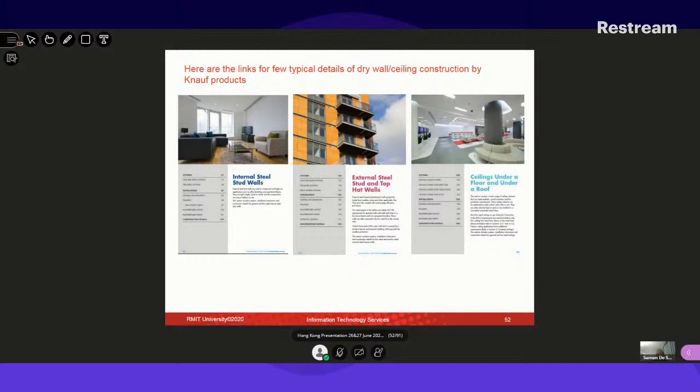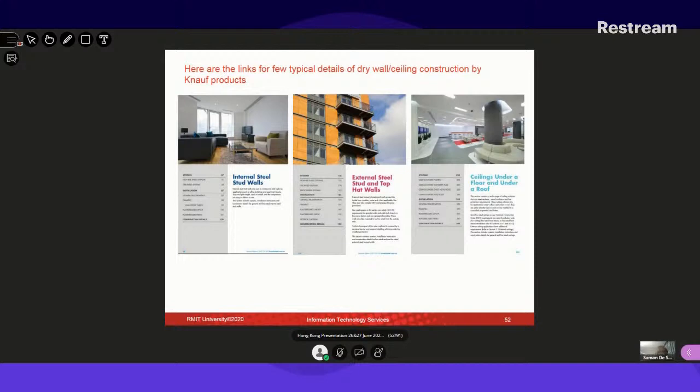I'm pretty sure Hong Kong must have plenty, with the number of high-rise buildings that you guys have. So internal steel walls. Steel means light gauge steel. It's not very heavy steel. Stud walls, we call it. Normally, external walls also can be light drywall systems, and of course, the ceiling is also very similar.